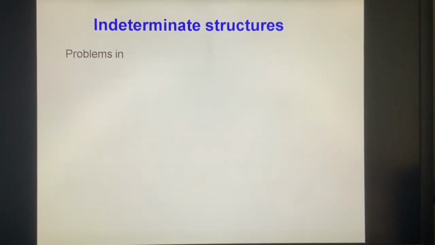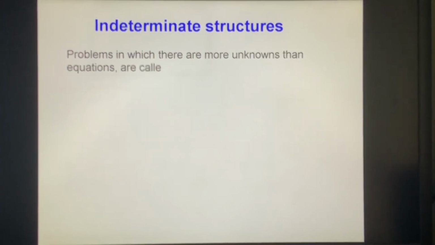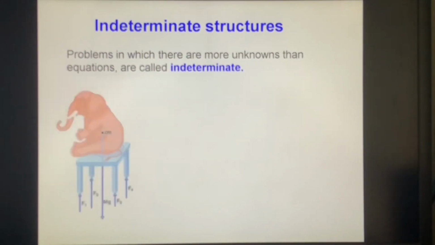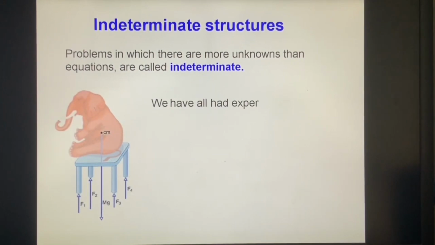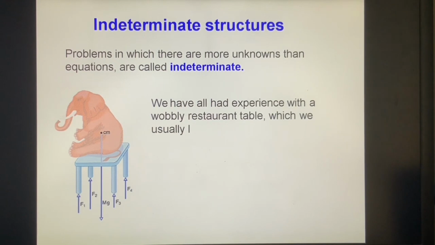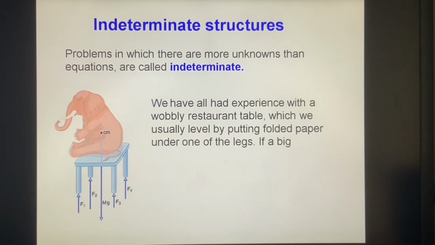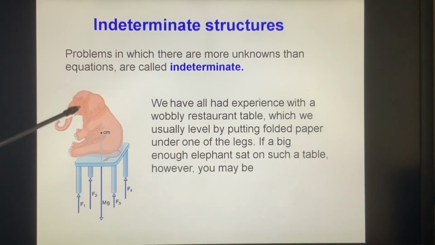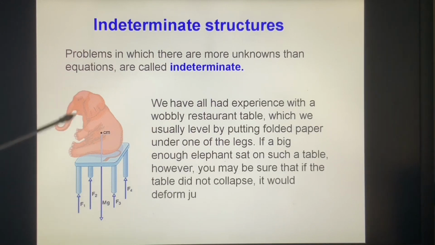Elasticity. Problems in which there are more unknowns than equations are called indeterminate. We have all had experience with a wobbling restaurant table, which we usually level by putting folded paper under one of the legs. If a big enough elephant sat on such a table, however, you may be sure that if the table did not collapse, it would deform, just like the tires of a car.